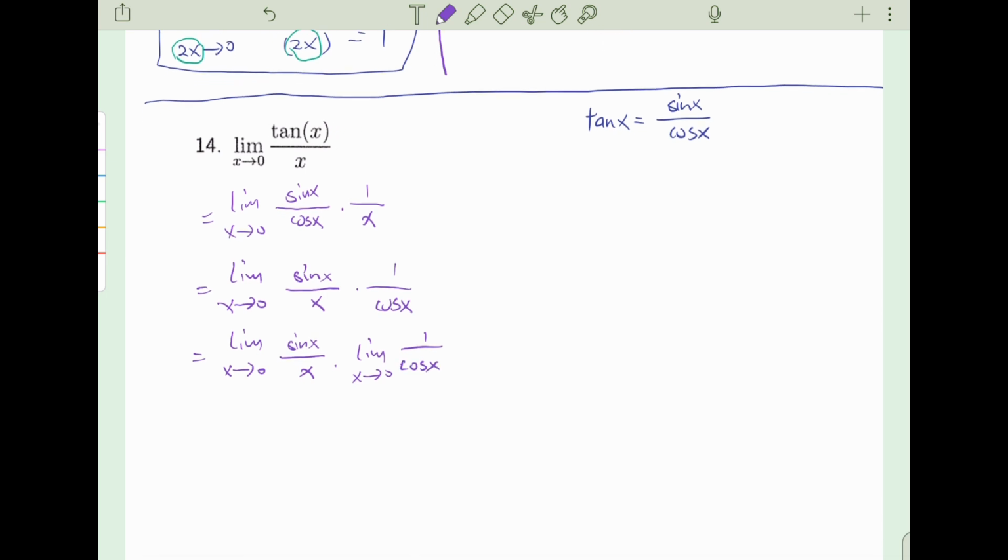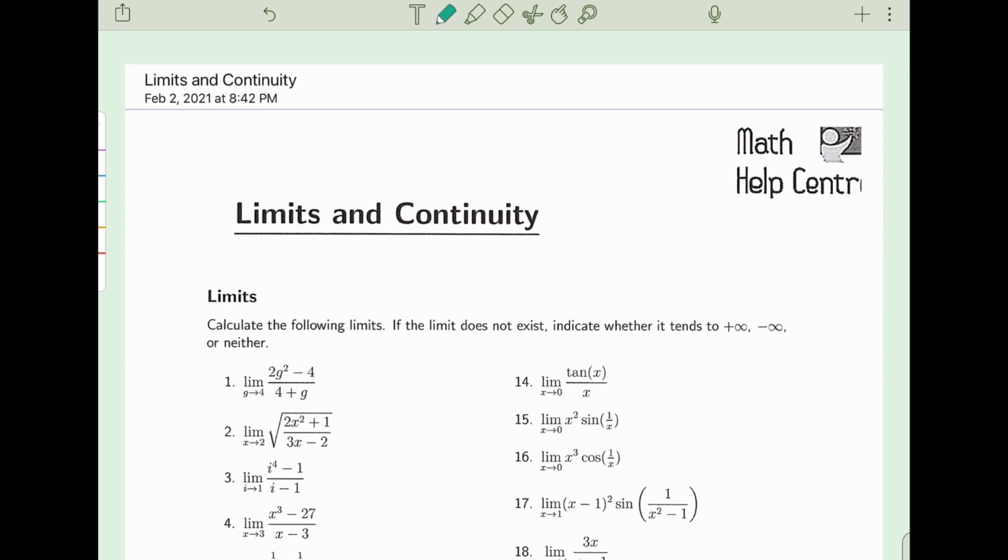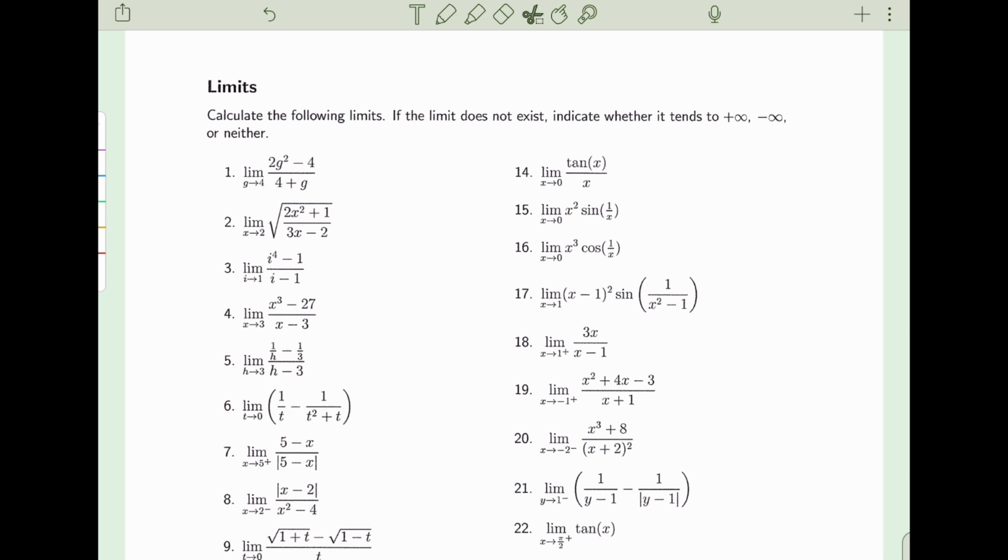Okay. Now the first limit is 1 according to the formula, and the second limit we can just plug in. Cos 0 is 1, so it's 1 over 1, which is equal to 1. Still very simple. We turn the expression into the form we always want to construct, sine x over x, in order to use the formula. Okay, so that is 14. Now let's try 15.